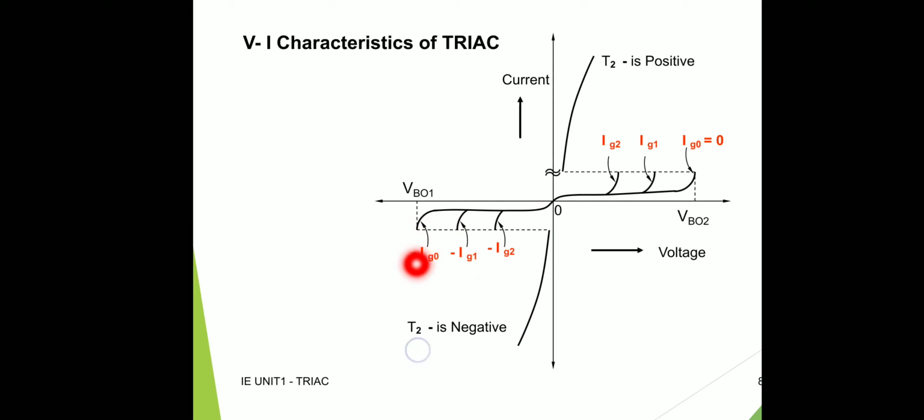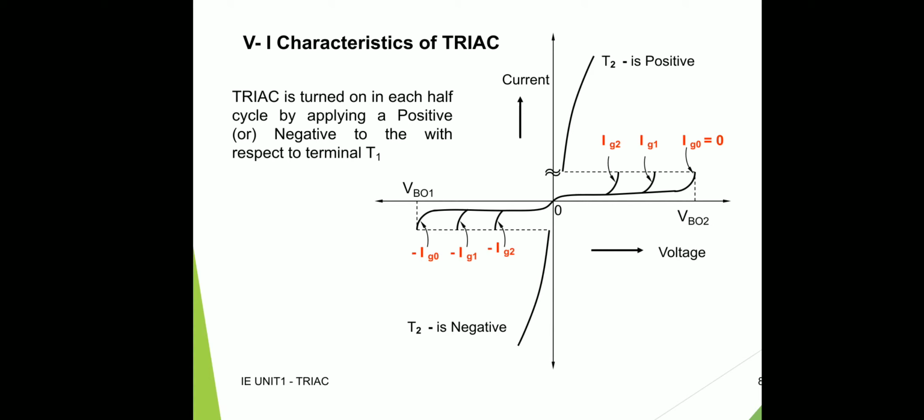Here also, when the gate voltage is applied, the breakover voltage reduces, in the first quadrant and the third quadrant. These characteristics are similar to the SCR characteristics when it is in forward bias. That is the reason. See, what is a triac? A triac has two SCRs connected in anti-parallel. So these are the characteristics for one SCR, and these are the characteristics for another SCR. This is about the characteristics of the triac.